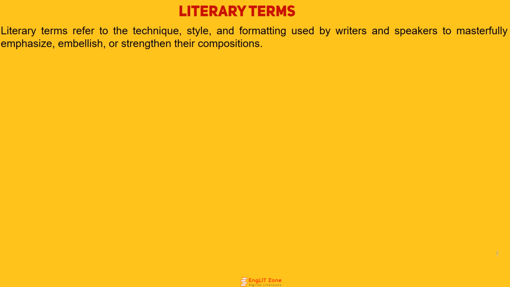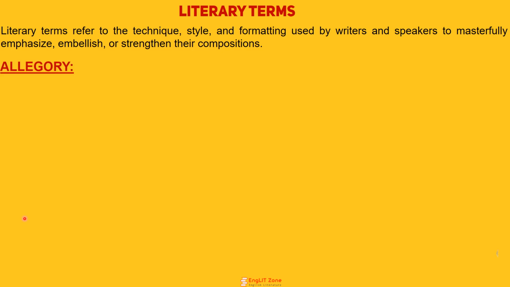We have the topic literary terms. Friends, first of all, before discussing the top types of literary terms, we have to know what a literary term is. A literary term is a kind of technique or style that is used by any writer or any speaker to emphasize, strengthen or beautify the meaning of their composition. This is the meaning of literary terms. It means it is a technique and style that a speaker or any writer or any poet uses in his creations to emphasize things and to beautify their composition.